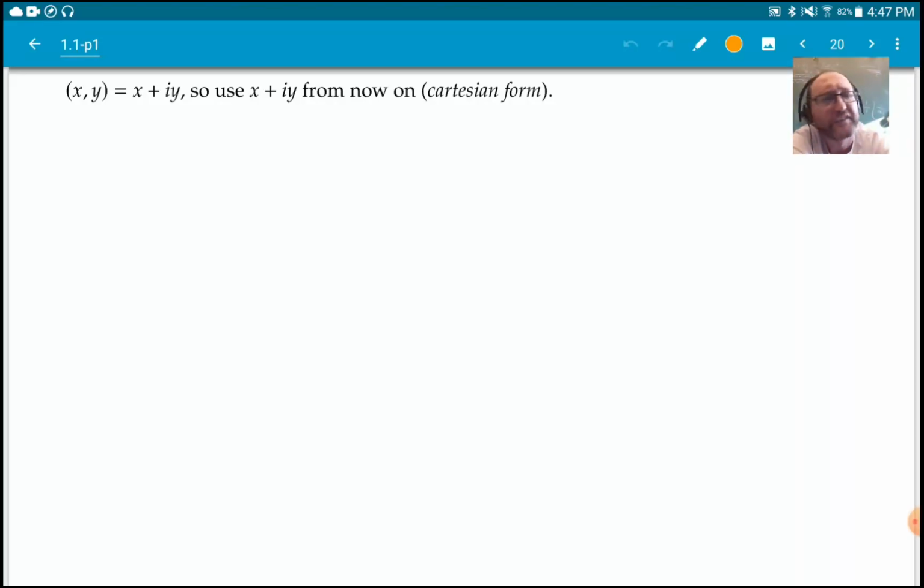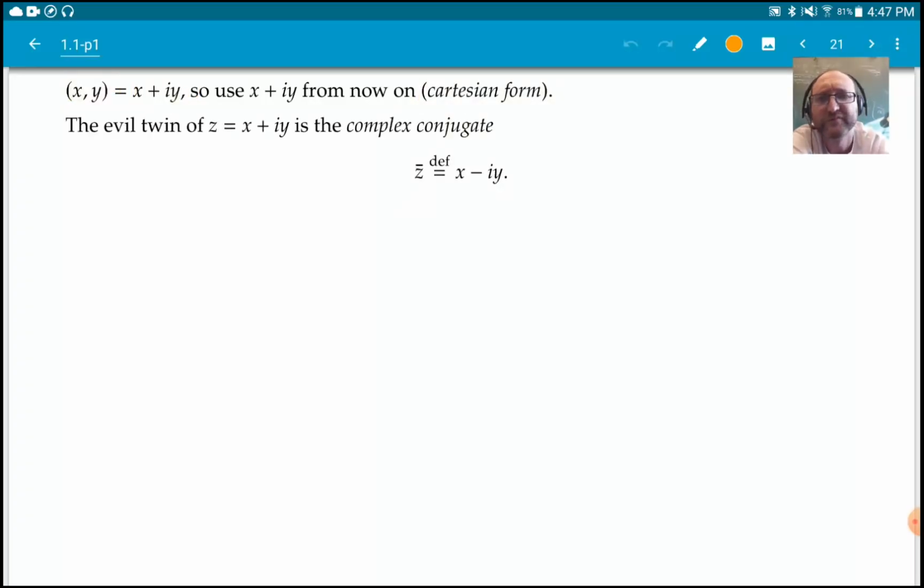All right. So from now on, when we have (x, y), we'll write it as x plus iy, because 1 and i are actually the basis. It's the standard basis for R², so we can just write complex numbers as x plus iy. It's usually called the Cartesian form of the complex number. So we're going to do that from now on, instead of writing x comma y.